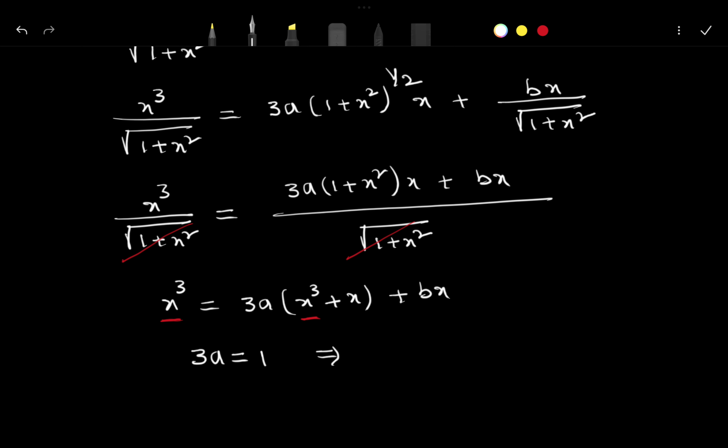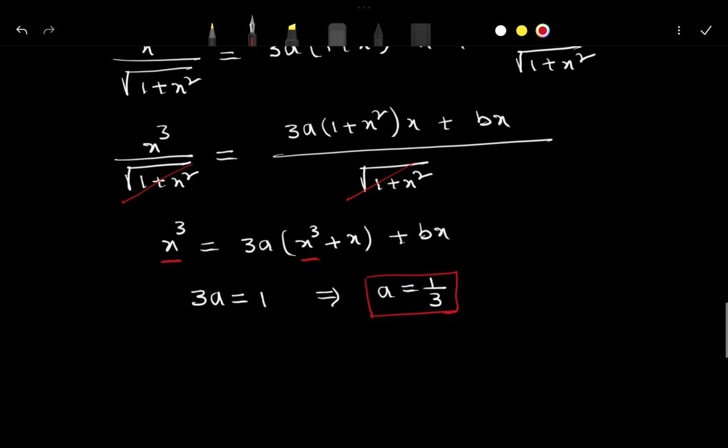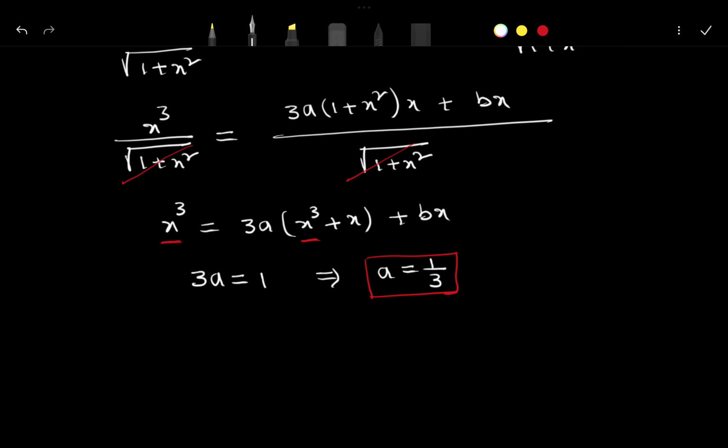From this you can write a is equal to, what is that value? 1 by 3. a is equal to 1 by 3. So I got that a is equal to 1 by 3. And next is the coefficient of x. So on the left hand side, the x term, x power 1, is not there. The right side is 3a.